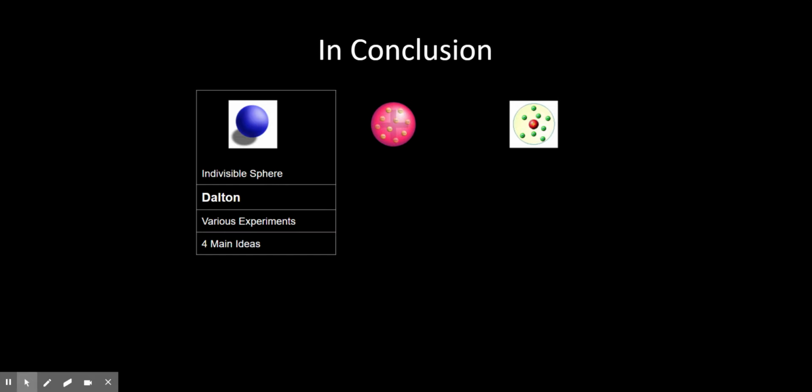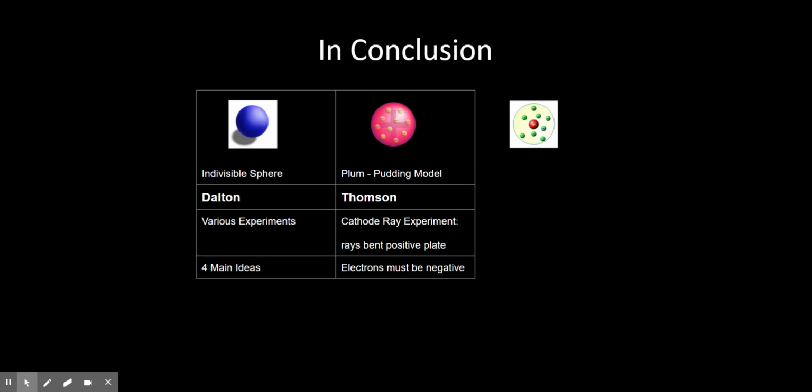So in conclusion, this model of the atom has been in development for thousands of years. Three of the five big models that you need to know for this class are Dalton's model, and remember, Dalton talked about an atom being an indivisible sphere. His observations came from various experiments, and he had his four main ideas. Thomson came up with the plum pudding model, and his main observation in his cathode ray experiment was that electrons bent towards a positive plate, and therefore the electron itself must be negative.